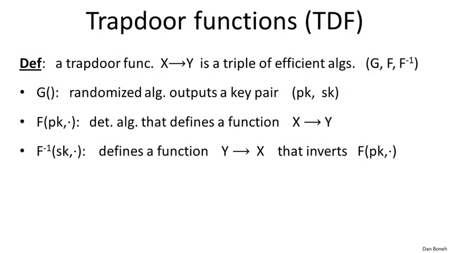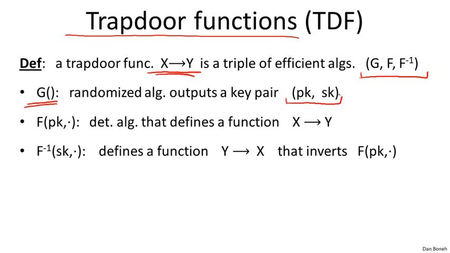So let's start by defining a general concept called a trapdoor function. So what is a trapdoor function? Well, a trapdoor function is a function that goes from some set X to some set Y, and it's really defined by a triple of algorithms: a generation algorithm G, the function F, and the inverse of the function, F inverse. The generation algorithm, when you run it, will generate a key pair, a public key and a secret key.